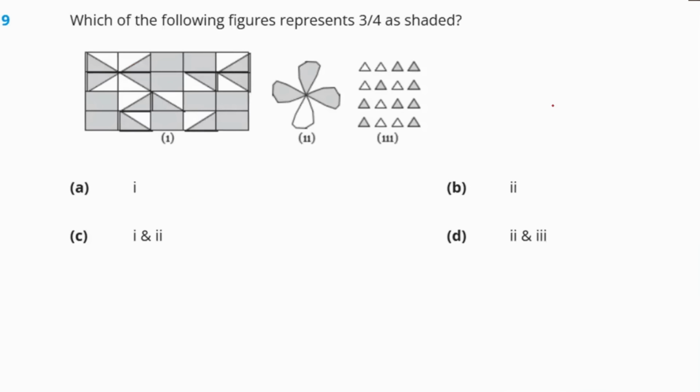Next question. Which of the following figures represents 3 by 4 as shaded? Okay. So we can check each and every option. So here 1, 2, 3, 4, 5. Okay. How many parts are shaded here? Out of that, you can see, this one and this one.